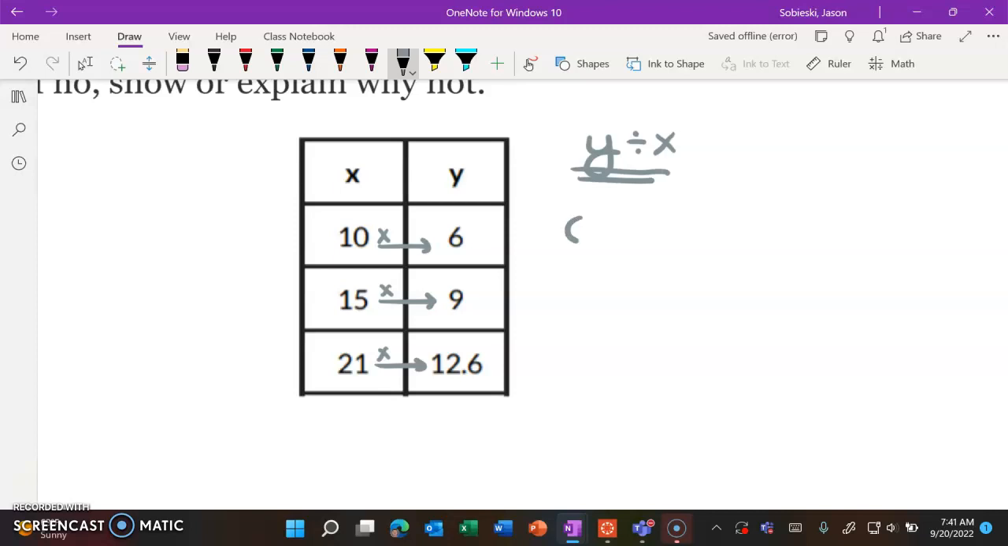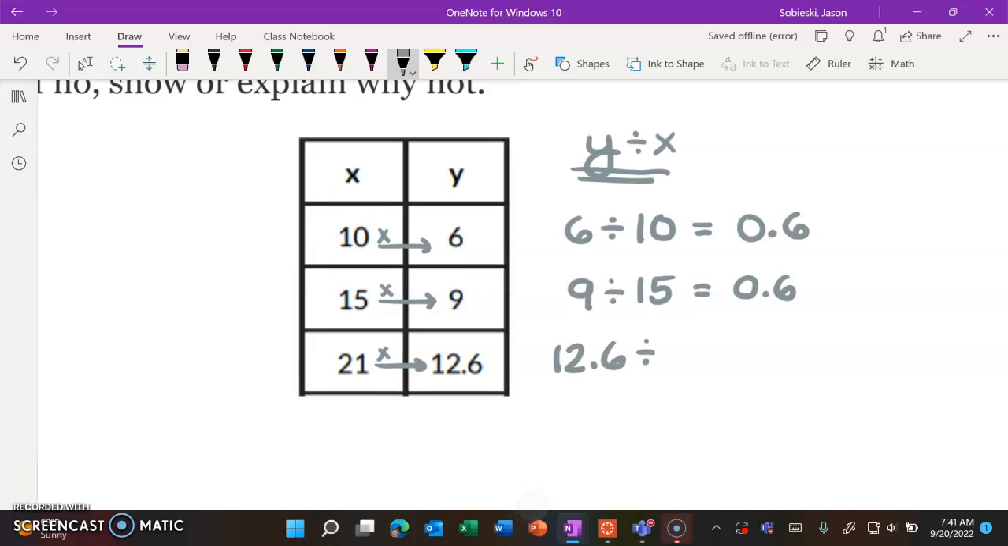So for the first row, we need to divide y, which is 6, divided by x, which is 10, and that should give us an answer of 0.6. If we do for the second row, 9 divided by 15, that also gives us 0.6, so we're good so far. Lastly, 12.6 divided by 21, look at that, also 0.6. So we can put all these numbers in as our multipliers. They're all 0.6.